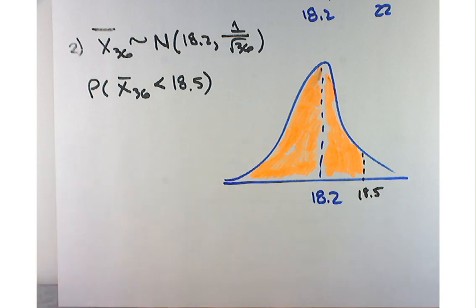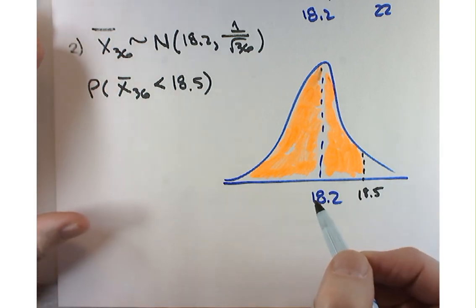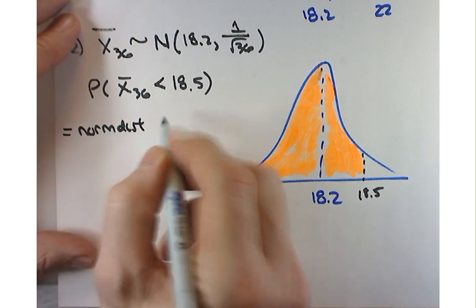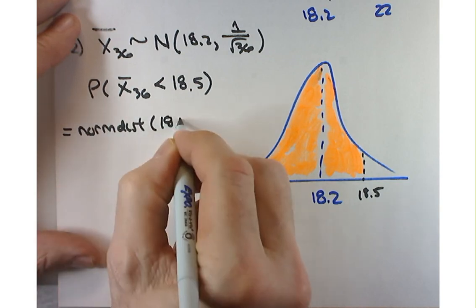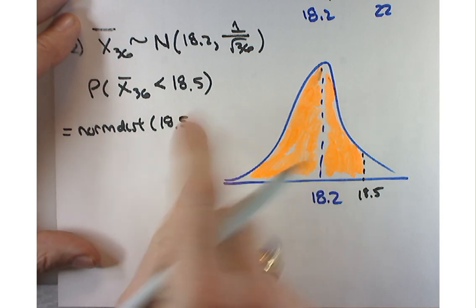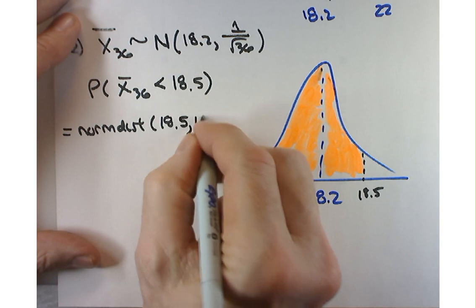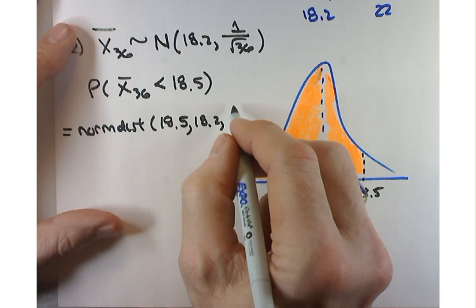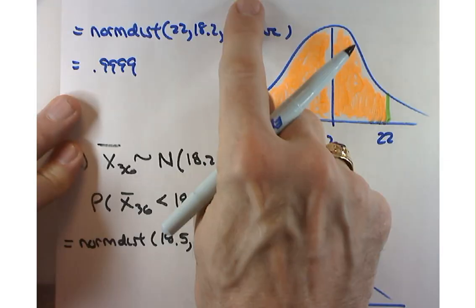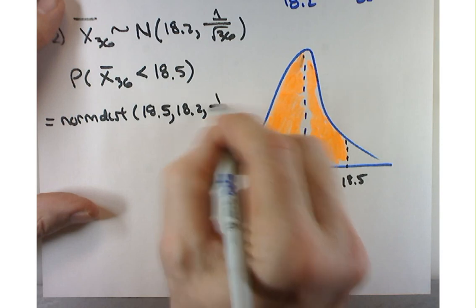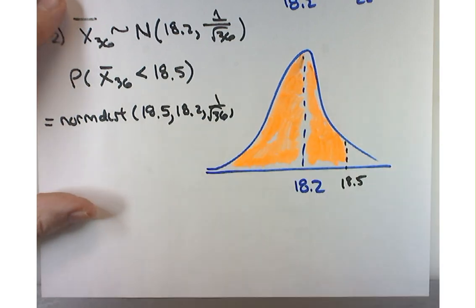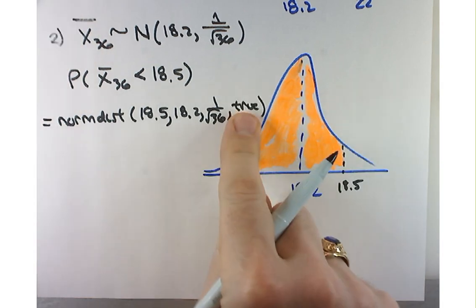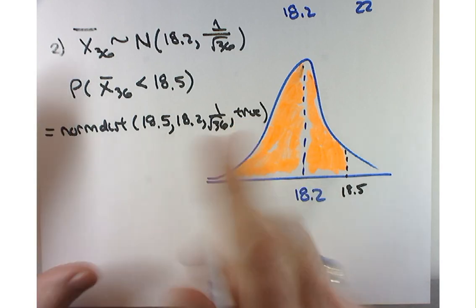What's our Google Sheet command going to look like to find that area? Norm is 18.5, probably 18.2, the square root of 36. Perfect. Norm distribution of our x, which is 18.5, 18.2, which is our mean. Our standard deviation is no longer 1, it's 1 divided by square root of 36. Of course, square root of 36 is just 6, so if you want to put 1/6, that's fine. And then true. You're always going to use true for the norm dist command.